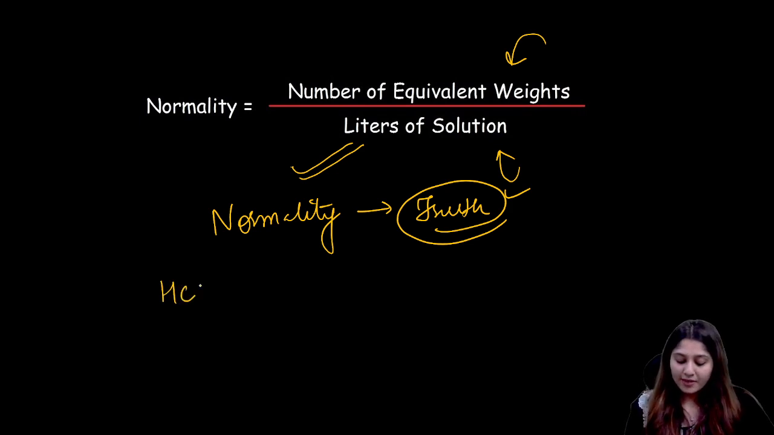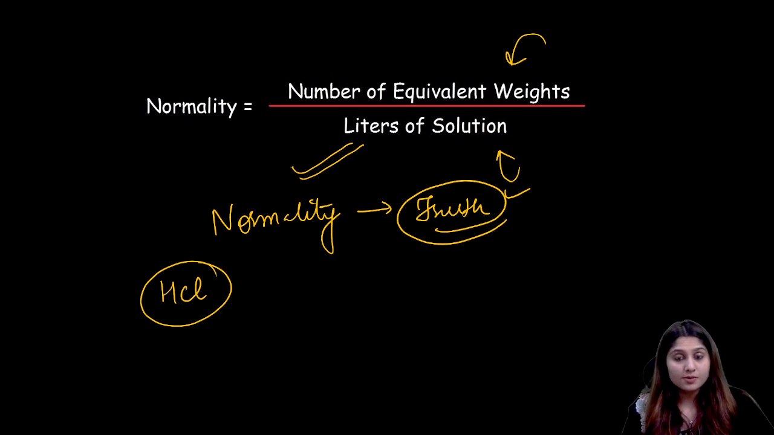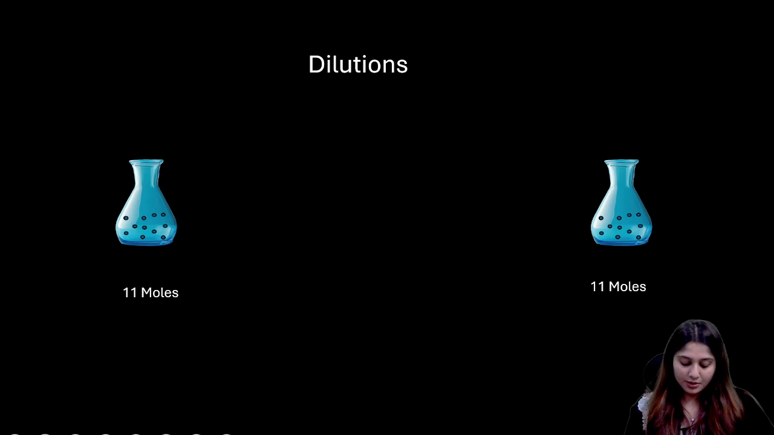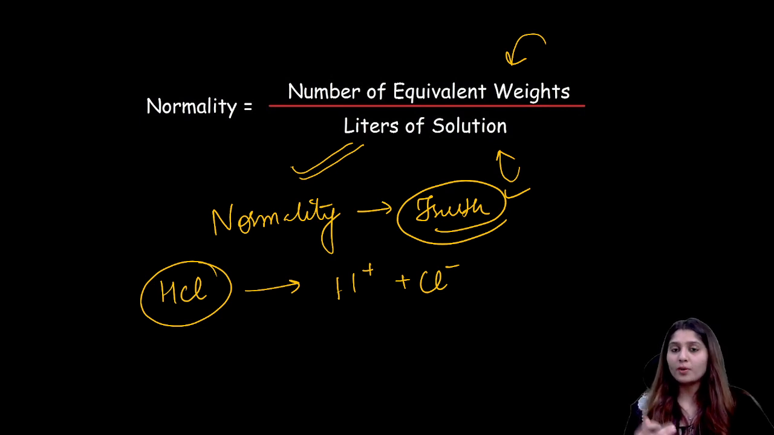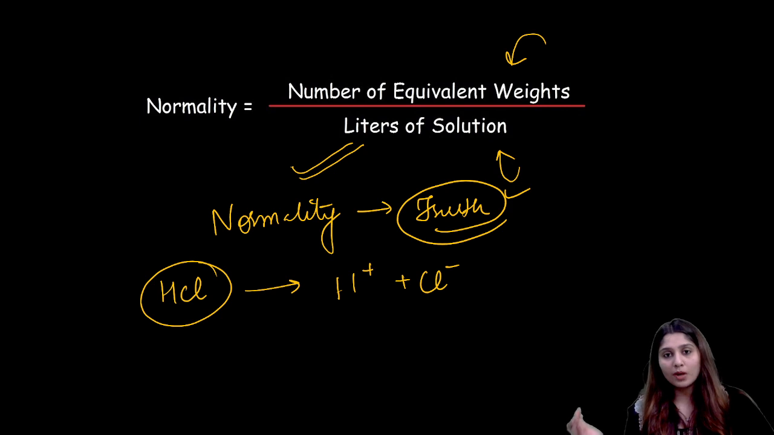So let's say we have HCl, and we know HCl is a very strong acid. Because it is an acid, it will break down into H+ and Cl−, and that is very common behavior of acids, right. So 1 mole HCl will break down into 1 mole H+ and 1 mole Cl−, and that is what is expected.